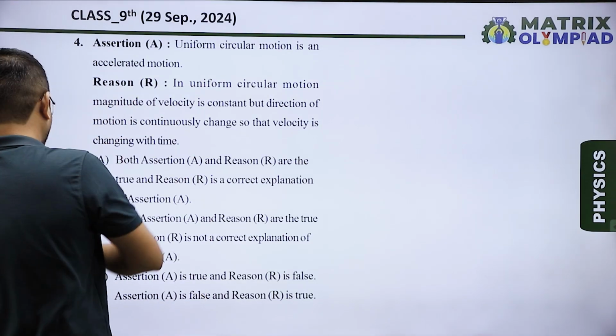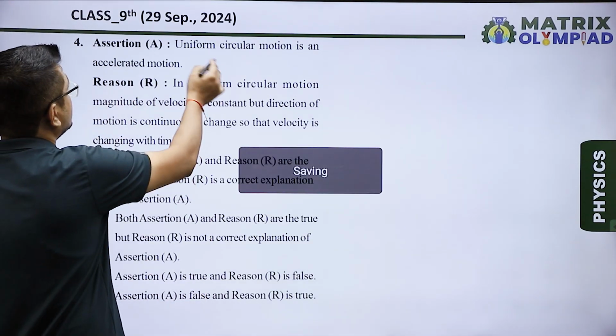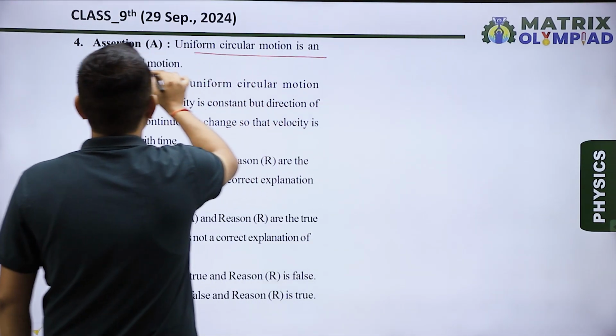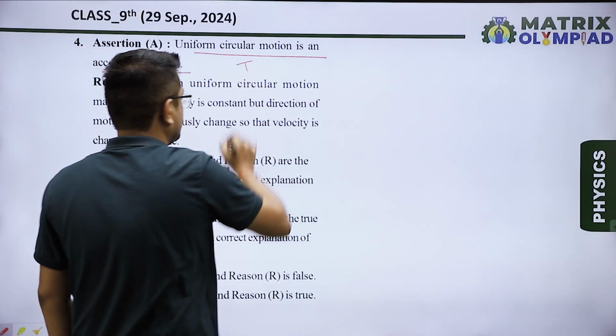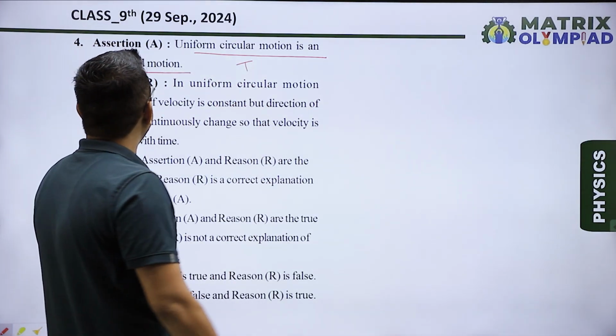This is an assertion reason question. Okay, let us read the assertion. Uniform circular motion is an accelerated motion. This is a true statement. Okay, why is it an accelerated motion?